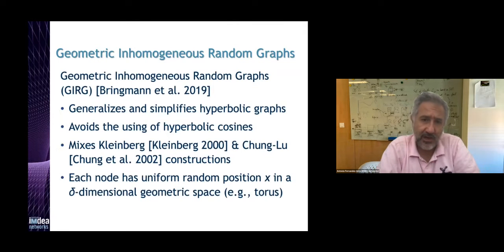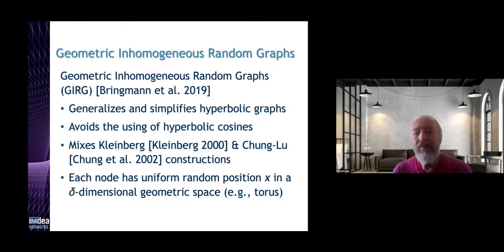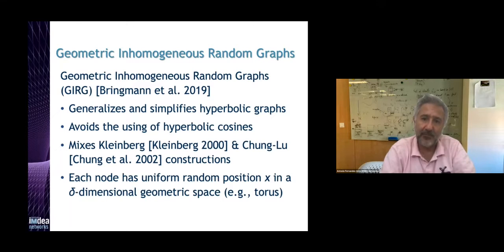In 2015, because this is the journal version, Bringmann et al. proposed a network, a topology called geometric inhomogeneous random graphs. We are going to call them GIRG, which essentially the idea is to have all the good aspects of hyperbolic graphs without having to deal with the hyperbolic algebra and calculus. You don't have to deal with hyperbolic cosines and distances that are hyperbolic distances, which are somehow kind of difficult to deal with.